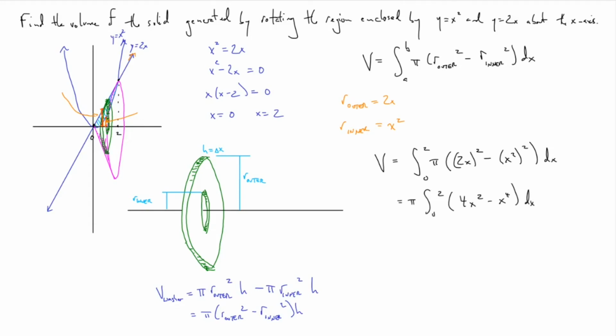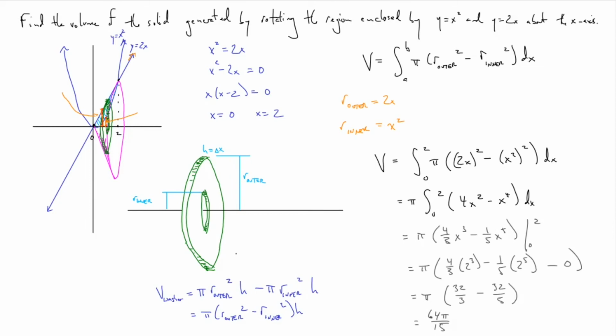In particular, when you square 2x, you get 2x times 2x, or 4x squared. And it turns into the easiest calculus problem that you've seen in a long time. Probably the hardest thing is adding the two fractions at the end. And I'll let you verify that you get 64 pi over 15 as the answer.